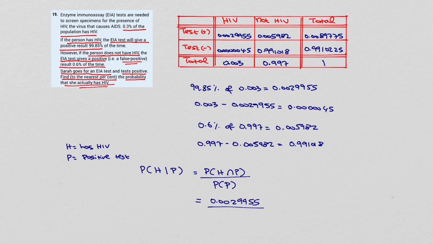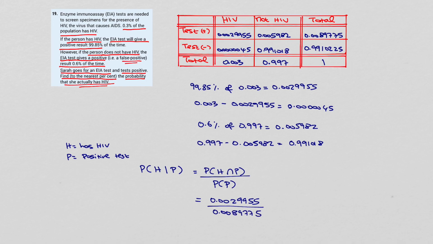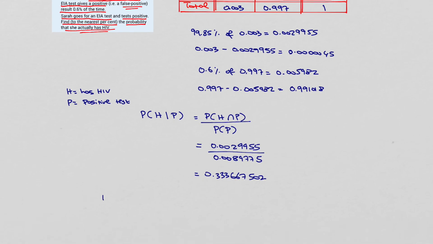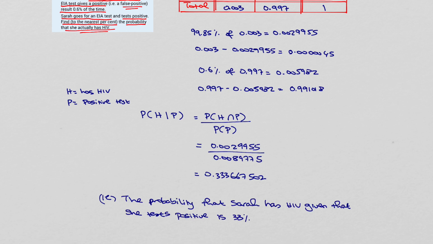So test positive, if we go across here, our total is 0.0089775. And therefore that gives me a probability of 0.333667502. So what does this actually mean? It means that the probability that Sarah has HIV, given that she tests positive, is 33%, remembering that we have to do it correct to the nearest percentage. Okay.